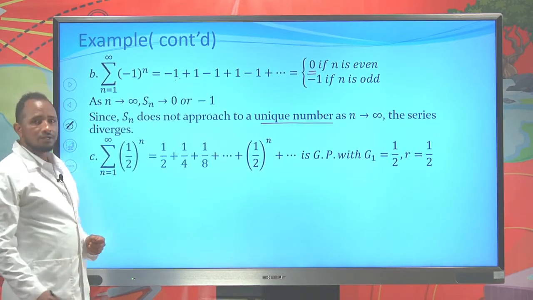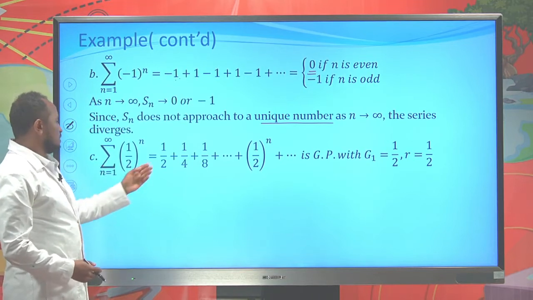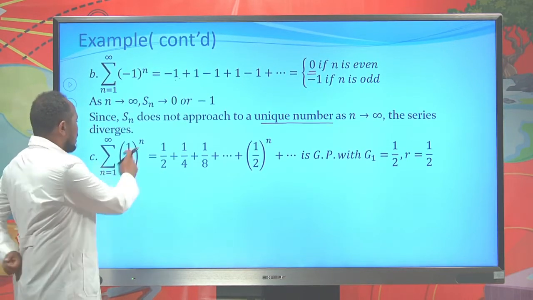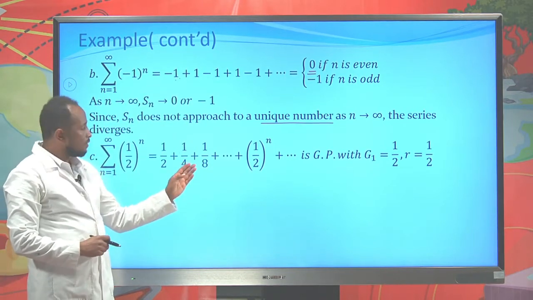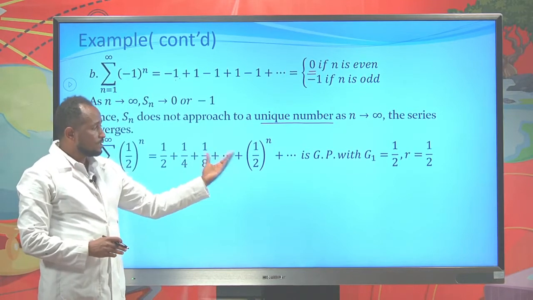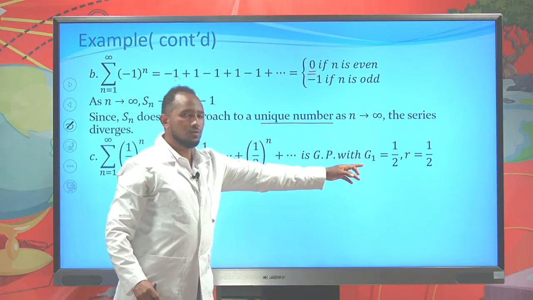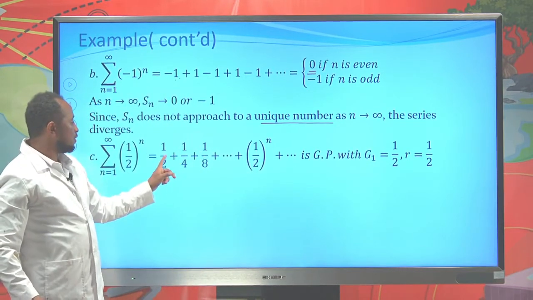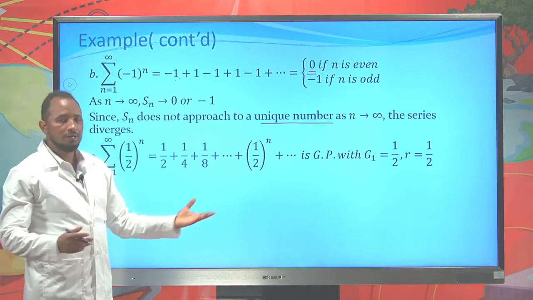Now, the third example is the sum of 1 over 2 to the power of n, where n starts from 1 up to infinity. So this is equal to, when you put 1 here, 1 over 2, and the second term is 1 over 4, 1 over 8, it goes on like this. It is a geometric sequence with the first term 1 over 2 and the common ratio also 1 over 2. So I can find the sum.